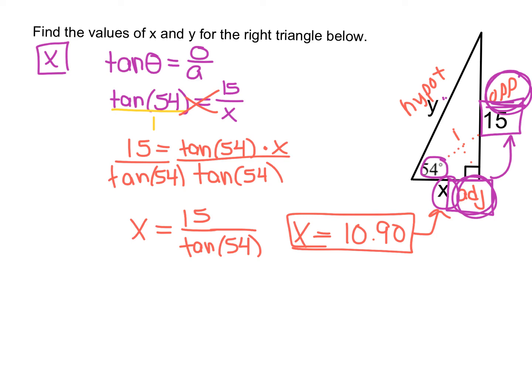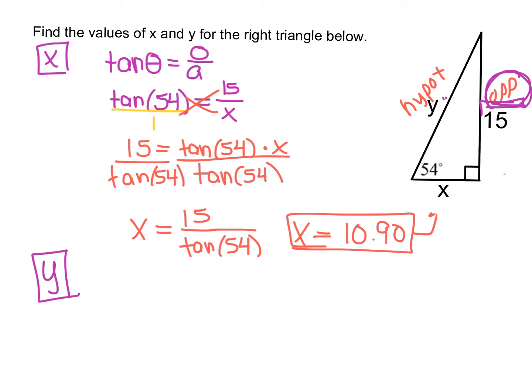Now let's switch this around and let's focus on y. Again, I'm going to focus on one variable at a time here. I'm actually going to erase this other stuff I was writing because I'm going to now focus on y. So all I'm going to leave labeled on here is adjacent for x and opposite for 15. Now if I look at y, what I notice is that y is the hypotenuse. So I have to use something that uses the hypotenuse. So that eliminates tangent and cotangent right away.